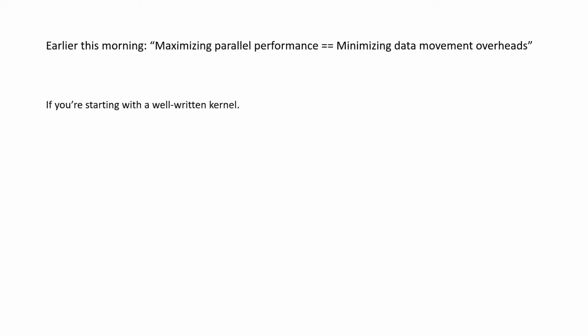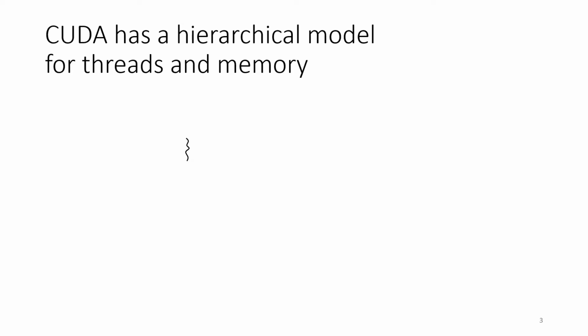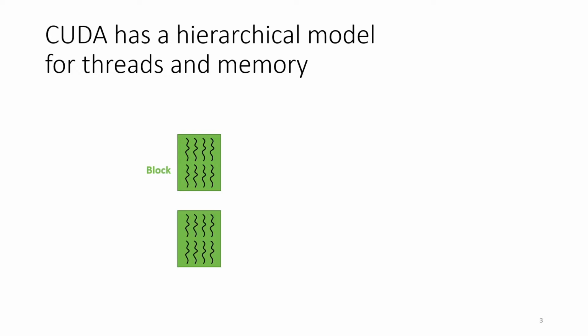So to get into what I'm going to talk about, I do need to give a bit of an overview of the execution model and the performance model of CUDA, since I would imagine not everybody is intimately familiar with it. So CUDA has a hierarchical model for threads and memory. So we have many, many threads. We group them into groups called blocks, and then many blocks form a grid.